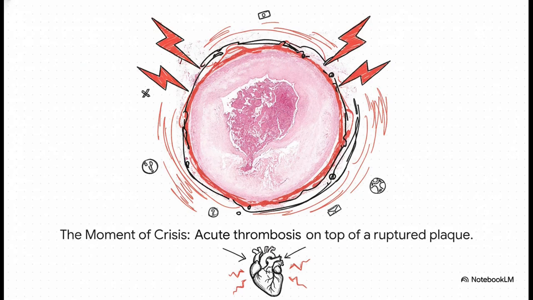And this image right here, this is the moment of crisis. This is the money shot, as they say. What you are looking at is an acute coronary thrombosis. That dark red mass is a fresh blood clot that has formed literally in minutes, completely blocking the artery. This is the heart attack. This is the stroke. This is the catastrophic event.